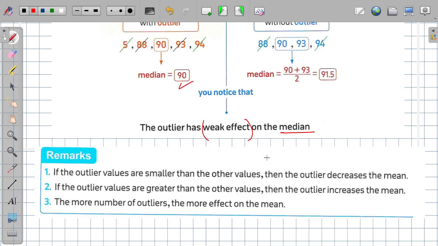If the outlier values are smaller than the other values, the outlier decreases the median. Again, if the outlier is smaller, the outlier will decrease the median. If the outlier is greater than other values, I will say that the outlier will increase the mean. Okay?